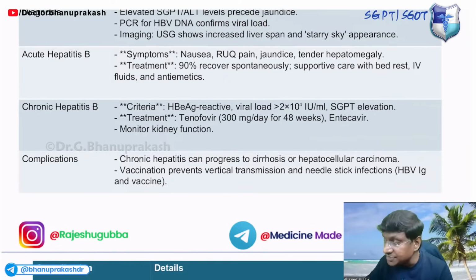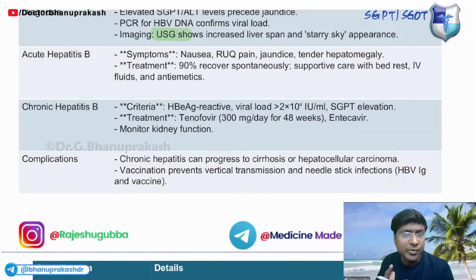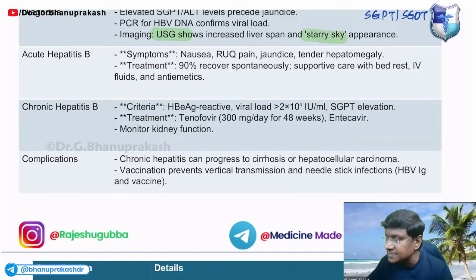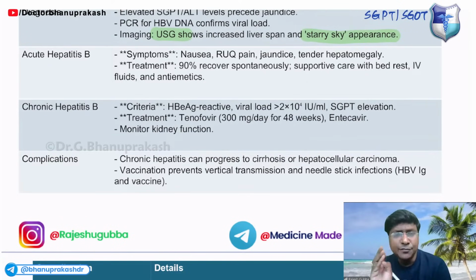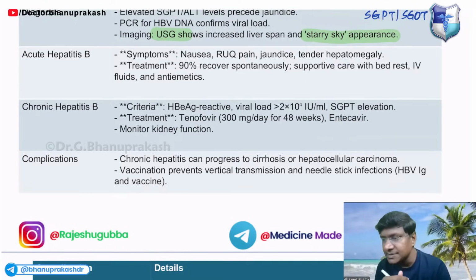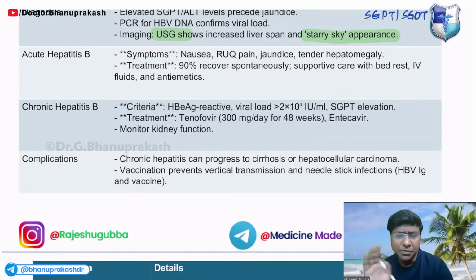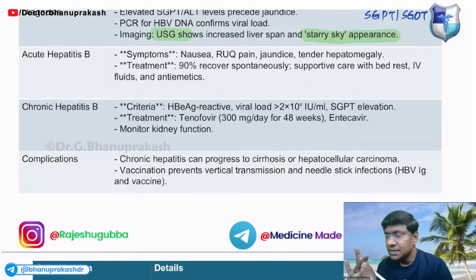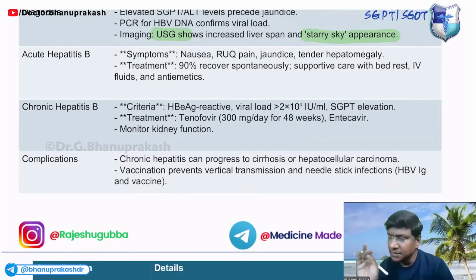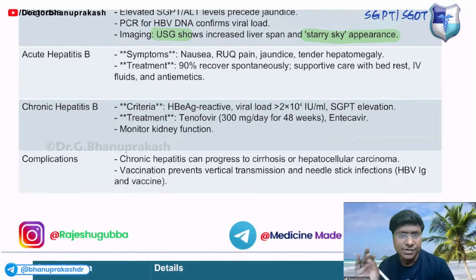The question is on ultrasound abdomen. In acute viral hepatitis, what is the appearance? It is the starry sky appearance. I hope you know all these questions. Lymph node biopsy showing starry sky appearance: where will you have it? Very good, Burkitt's lymphoma. Then CT brain starry sky appearance: where will you have it? Very good, that is neurocysticercosis. Then renal biopsy showing the starry sky appearance: where will you have it?